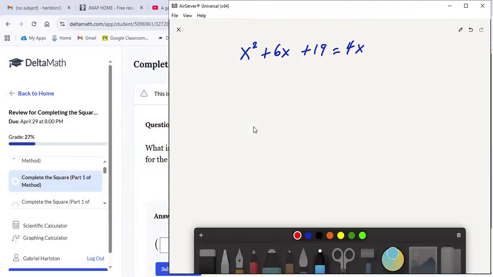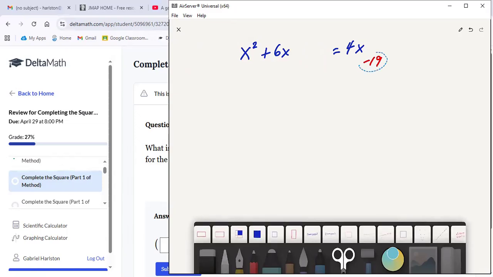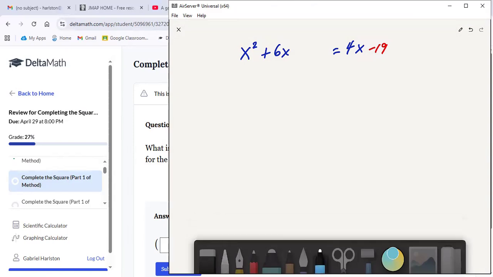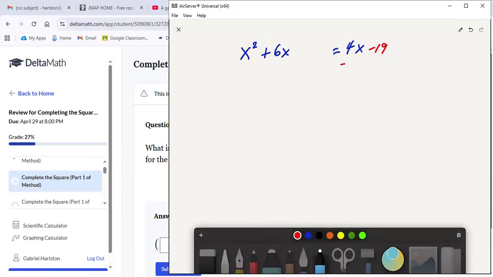First thing I'm going to do is subtract 19 from this side and subtract 19 from this side. So it's going to cancel over here, and then we're just going to have 4x minus 19. We can't combine those because one has a variable, one doesn't. But we also need to move the 4x to the other side. So I'm going to subtract 4x from this side and then subtract 4x from this side. So then here's what we're going to have: x squared plus 2x equals negative 19.